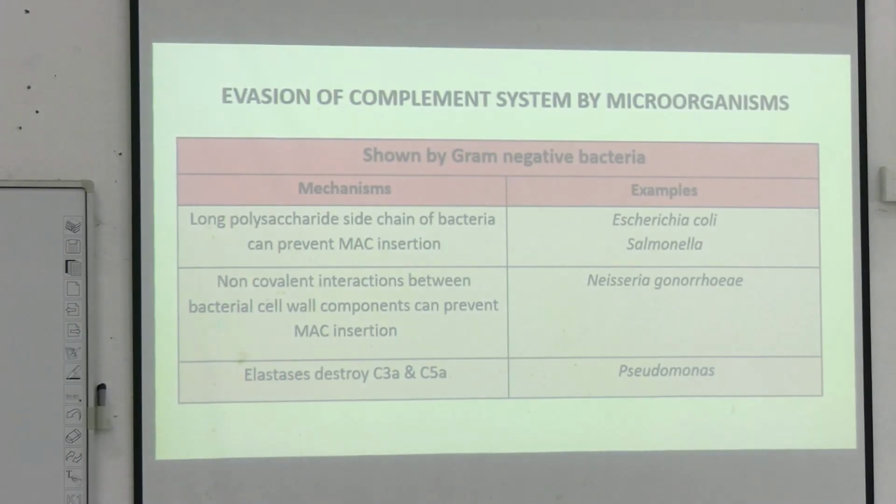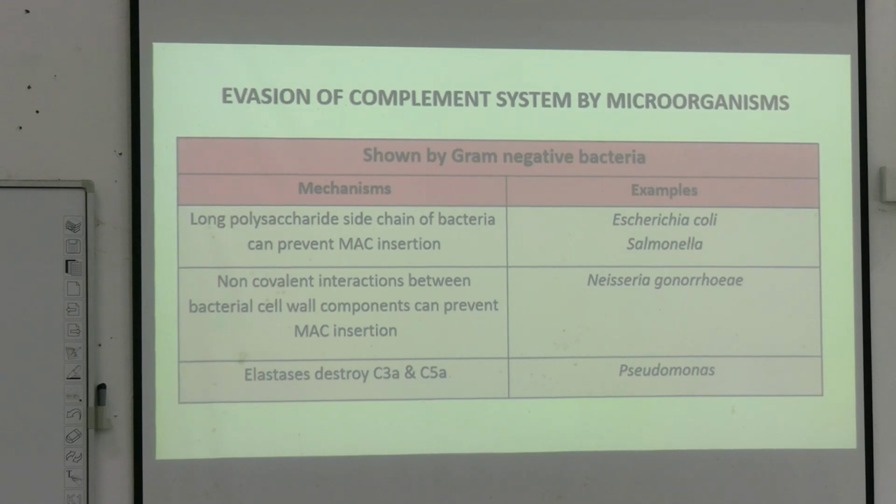The organisms which cause human disease are evolving along with the human itself. So, some of the microorganisms have found a way to circumvent these actions of the complement system. For example, in gram-negative bacteria like E. coli and Salmonella, the long polypeptide chains prevent the insertion of the membrane attack complex. Another important one would be Neisseria species, in which the non-covalent interaction between the cell walls prevents the insertion of the membrane attack complex.